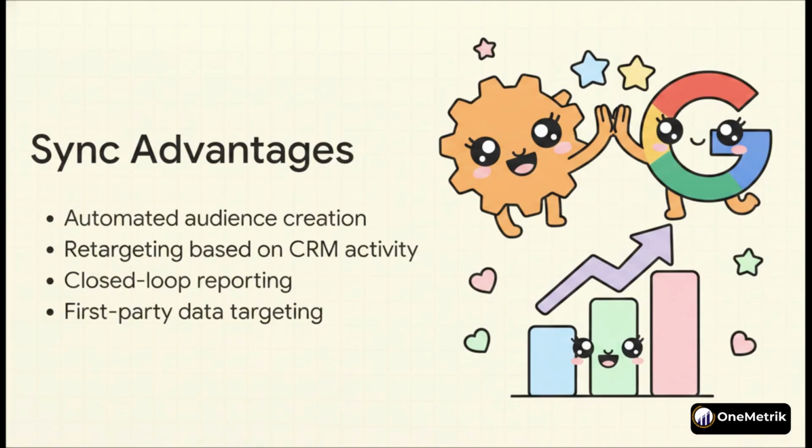Instead of relying on those crumbling, unreliable third-party cookies or just basic site behavior, you get to leverage first-party data directly from your CRM. That means you can automate audience creation. Think about it. You can build a hyper-specific retargeting list for leads who, say, downloaded an ebook, but then totally ghosted your sales team. But the absolute biggest win, closed-loop reporting. You can finally prove the exact ROI of your paid media because you're syncing actual sales and offline conversions right back to Google Ads, not just celebrating top-of-funnel form fills.